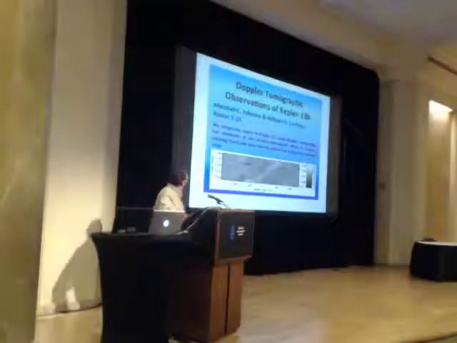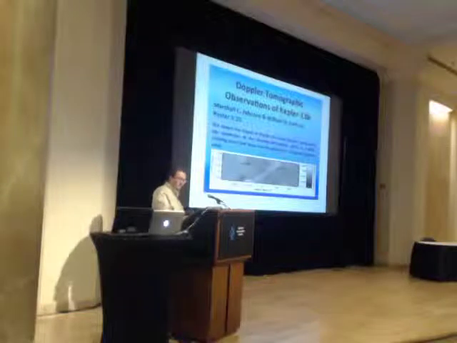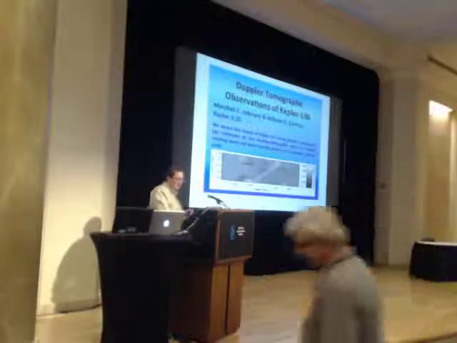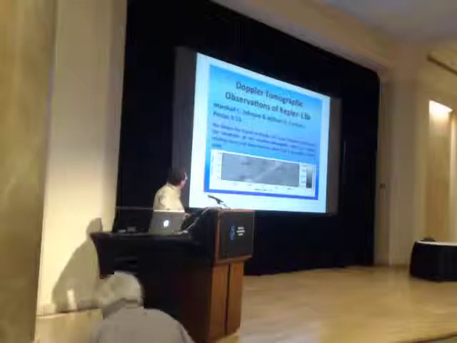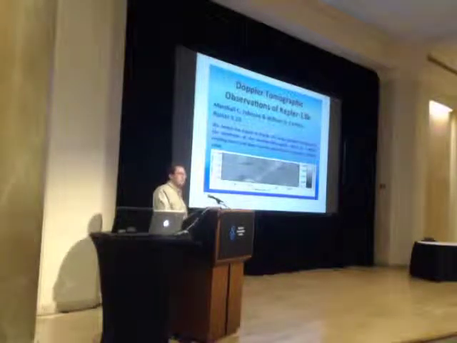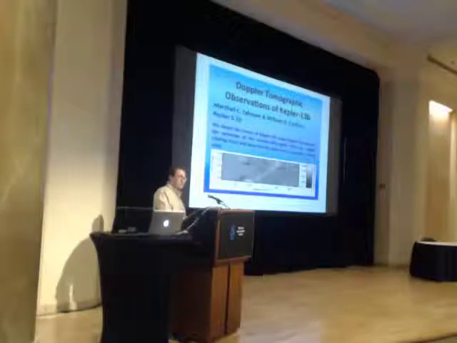Marshall Johnson, 533, is Doppler tomographic observations of Kepler 13b. This is basically a very neat technique where you use an analog of the Rossiter-McLaughlin effect, and it's useful on fast rotating stars where RV confirmations aren't possible.